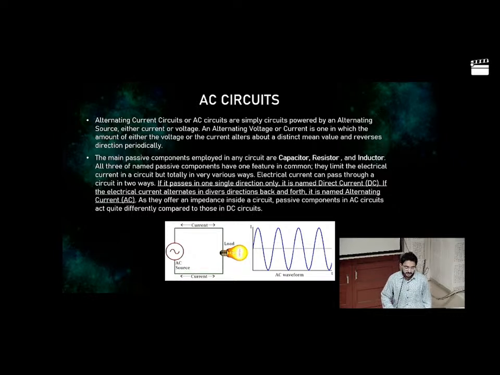These three passive components have one feature in common: they limit the electrical current, because they offer a certain kind of resistance. The resistance that is offered by the inductor or capacitor is often called reactance. Alternating current is alternating in nature as it goes back and forth, as underlined here. As they offer an impedance inside a circuit, passive components in AC circuits act quite differently compared to those in DC circuits. So you can see here there is an AC source connected with a load, which is a bulb, and the AC waveform is given here.